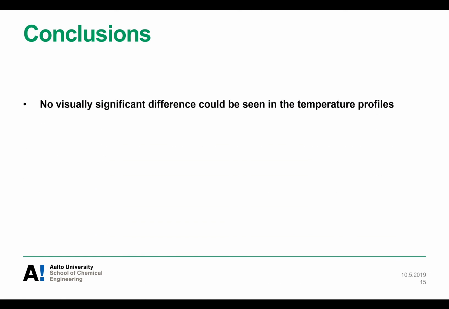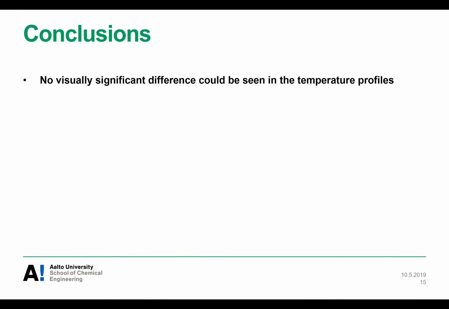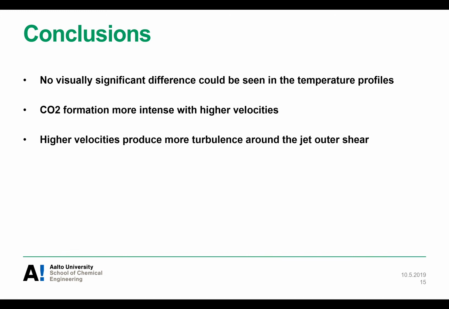And as a conclusion, we could see that there was no visually significant difference between the temperature profiles, no matter what the velocity was. We could see also that CO2 formation was more intense with higher velocities. We could see that higher velocities produced more turbulence around the jet outer shear, and we could see that the pressure profile was higher at higher velocities.